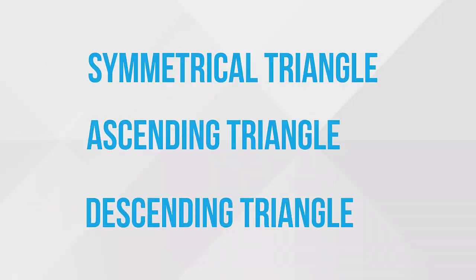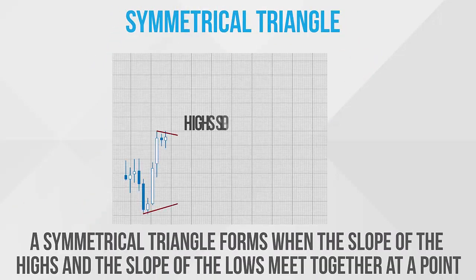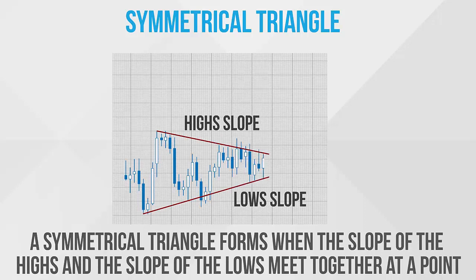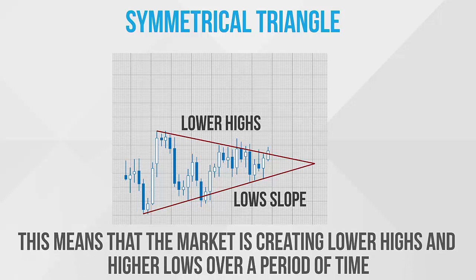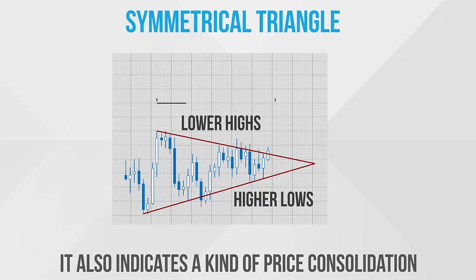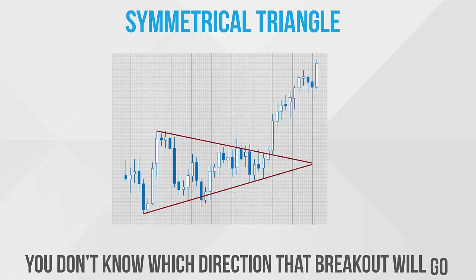Triangles. 3 different triangle patterns can form when trading on Forex. The first, a symmetrical triangle, forms when the slope of the highs and the slope of the lows meet together at a point. This means that the market is creating lower highs and higher lows over a period of time. It also indicates a kind of price consolidation. As the highs and lows get closer together, you can predict that a breakout is imminent. However, you don't know which direction that breakout will go.